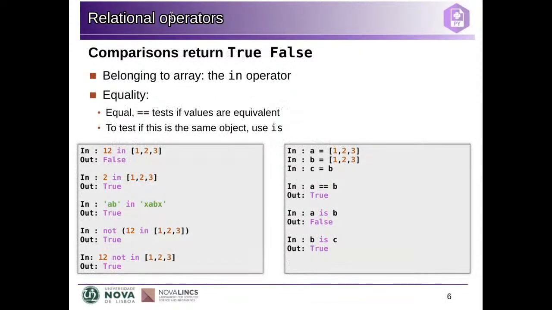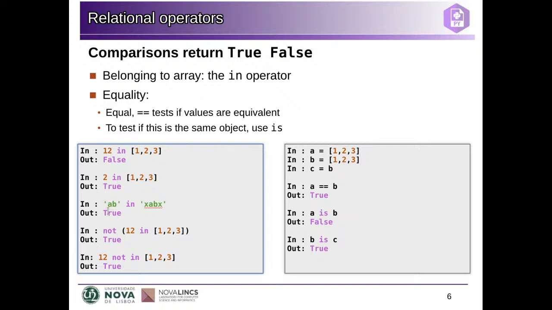Other kinds of operations that also return true or false and are often useful is the in operator. This returns true if an element belongs in some array. For example, if there is 12 in this array, this would return true. Since there is no 12 inside the list, it returns false. If we ask for 2 in 1, 2, 3, then it's true because it exists there.